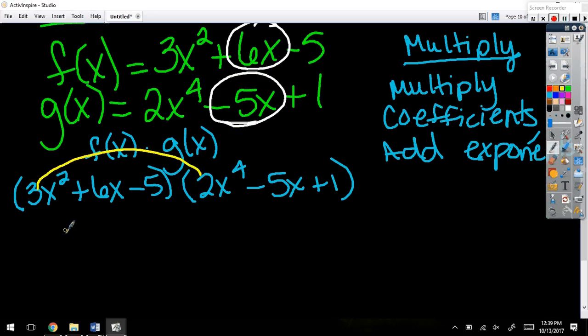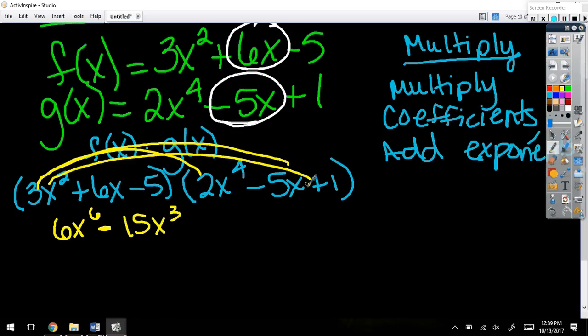3 times 2 is 6x to the 6th, minus 15x to the 3rd, plus 3x. I'm done with that one. On to this one. 6x times 2x to the 4th is 12x to the 5th. We did this when we did long division. This is on the test.